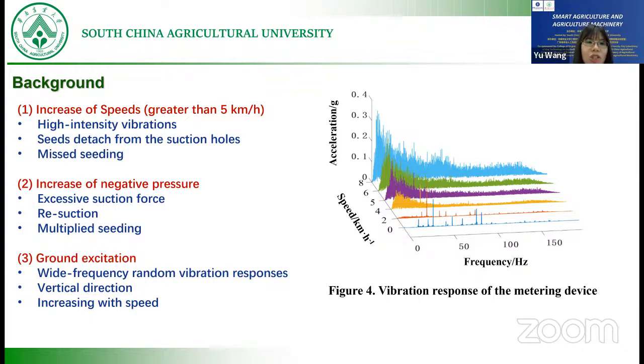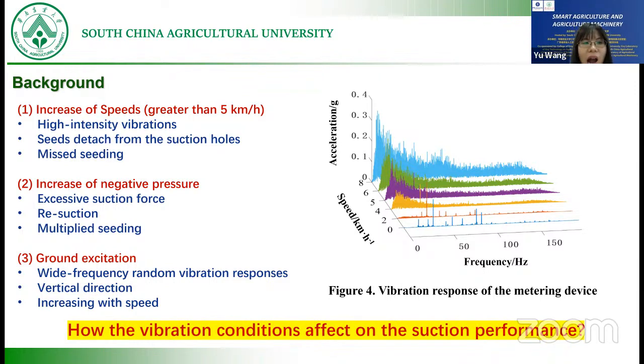Also, we tested the excitation on the ground. As shown in the figure, the frequency is wide and random, with a random distribution of the vibration response. The response is measured in the vertical direction and increases with the speed. So to speed up the precision seeder, we need to know how the vibration condition affects the suction performance, and then figure out how to control the working condition of the metering device.